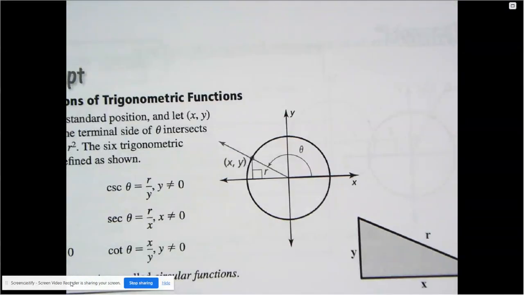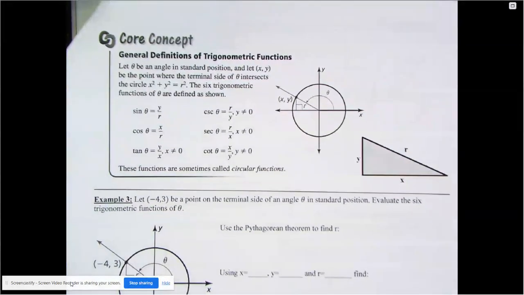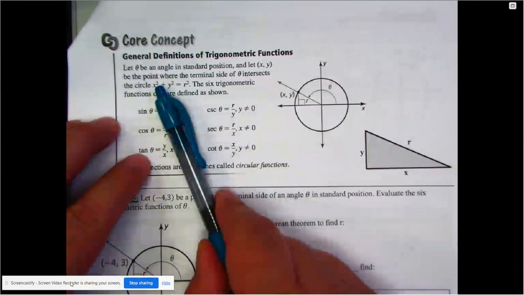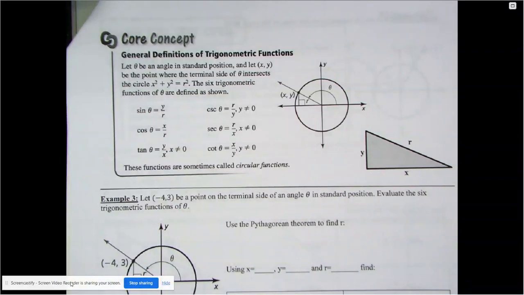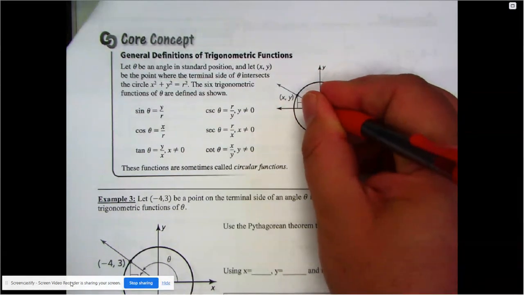So here is the last topic for this unit or for this section. It says general definitions of trigonometric functions. So it says we're going to let theta be an angle in standard position. Okay, so I'm going to let theta be an angle in standard position. So let's look at it here. There is theta, and yes, it's in standard position.